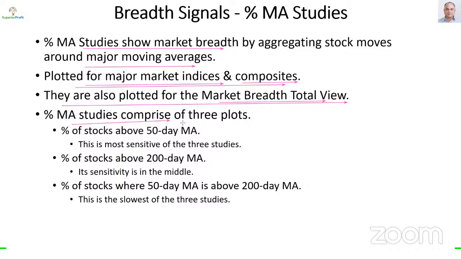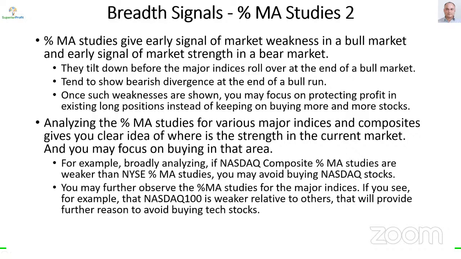There are three percentage MA studies. Percentage of stocks above 50-day MA. This is the most sensitive of the three studies. Percentage of stocks above 200-day MA. Sensitivity is in the middle. And then percentage of stocks where 50-day MA is above 200-day MA. This is the slowest of the three studies. Continuing.